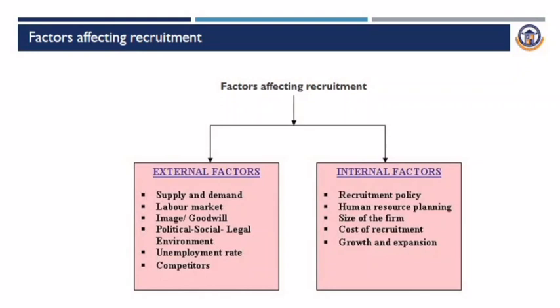Next is unemployment rate. One of the factors influencing the availability of applicants is the growth of the economy. When the company is not creating new jobs, there is often an oversupply of qualified labor, which in turn leads to unemployment. Next is competitors. The recruitment policies of the competitors also affect the recruitment function of an organization.